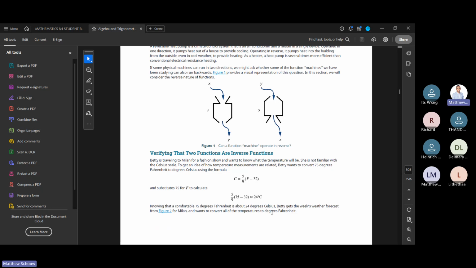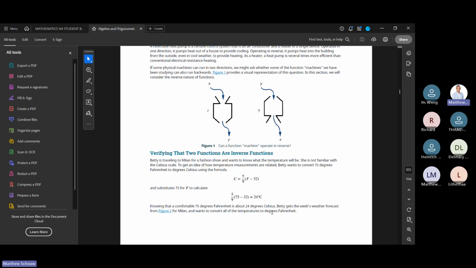It says, Betty is traveling to Milan for a fashion show and wants to know what the temperature will be. She's not familiar with the Celsius scale. Obviously, she's coming from America, I guess, going to Europe. So to get an idea of how the temperature measurements are related, Betty wants to convert 75 degrees Fahrenheit to Celsius, right? So we know the formula over there, C equals 5/9 (F minus 32). And you substitute 75 in, you get 24.